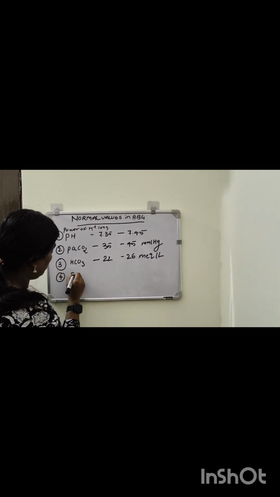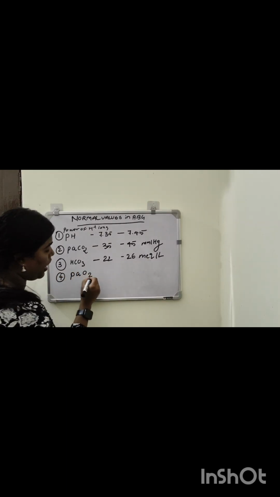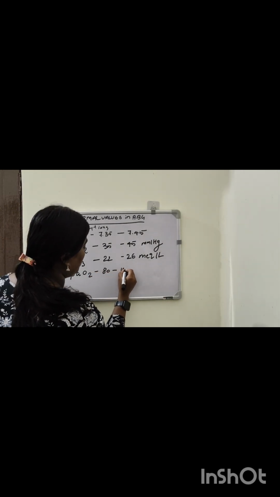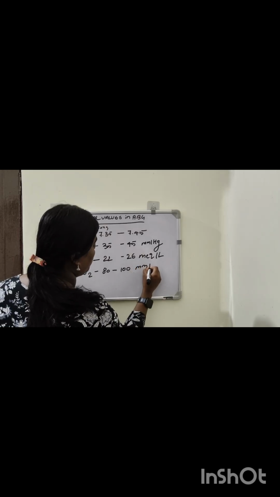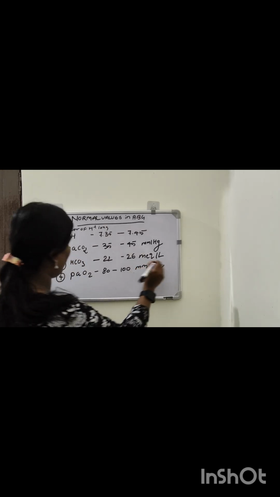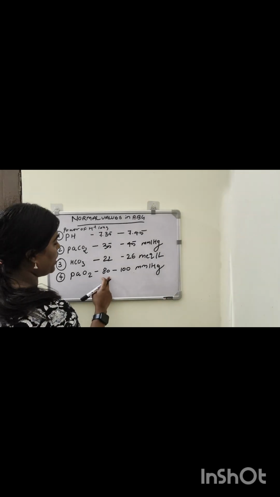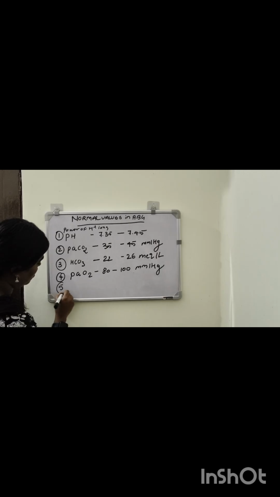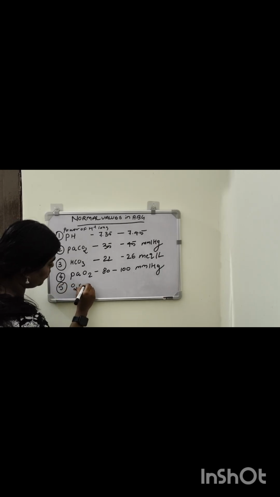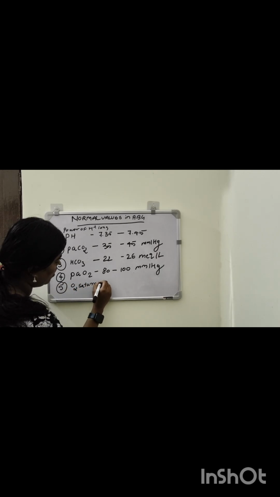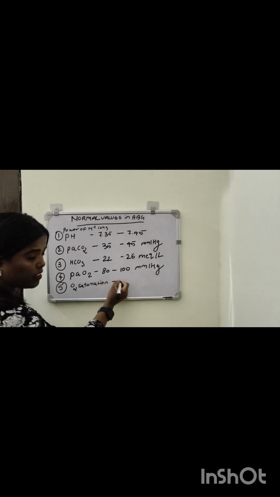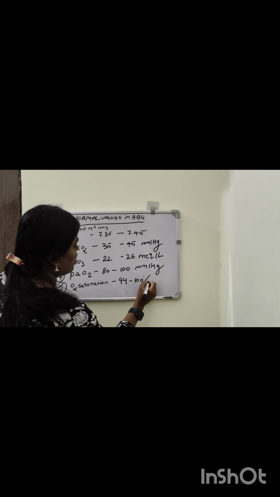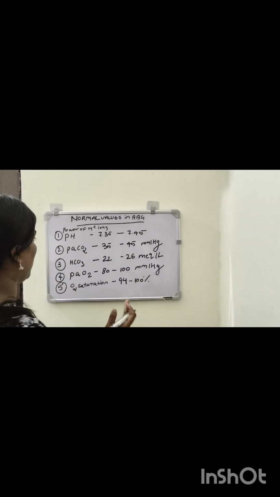Now, partial pressure of O2, PaO2, oxygen, that is 80 to 100 mm of Hg. What is the normal range of PaO2? 80 to 100 mm of Hg. The oxygen saturation level will be between 94 to 100%.